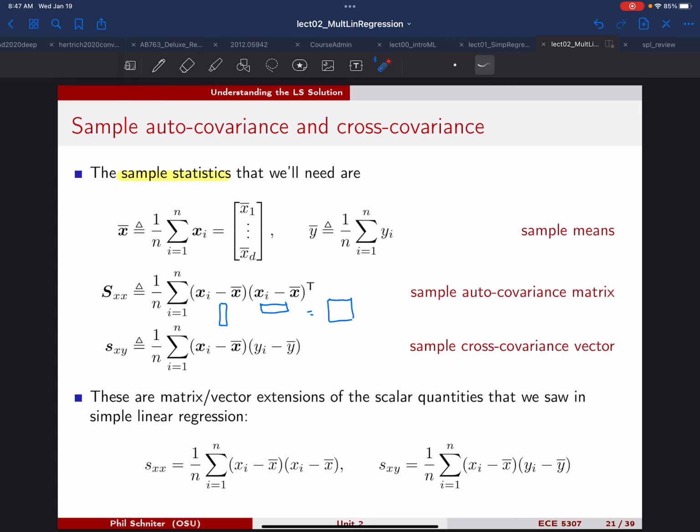So it's an extension of the variance, but now it's like a matrix valued variance. Similarly, we have the sample cross-covariance vector. Here we have our vector valued quantity, and on the right we just have a scalar. When you multiply a vector times a scalar, we just get a vector. So over on the left here we have a lowercase boldface to remind us, and then the xy subscript reminds us that it's the statistic of multiplying the x's times the y's after removing the means.